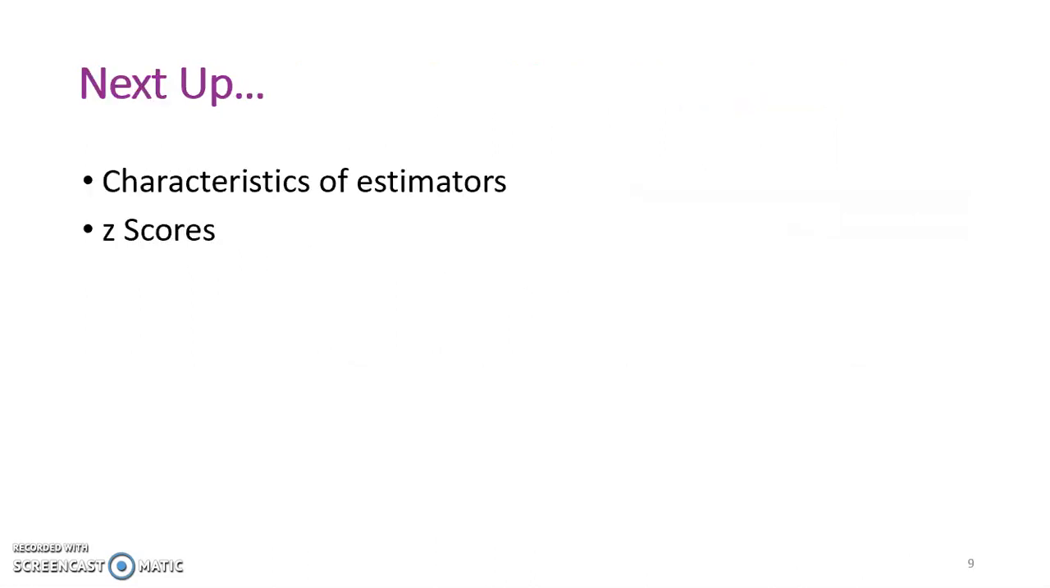This concludes part 2 of types of errors and distributions. In the next lecture, I'll describe the characteristics of estimators and how to use z-scores.